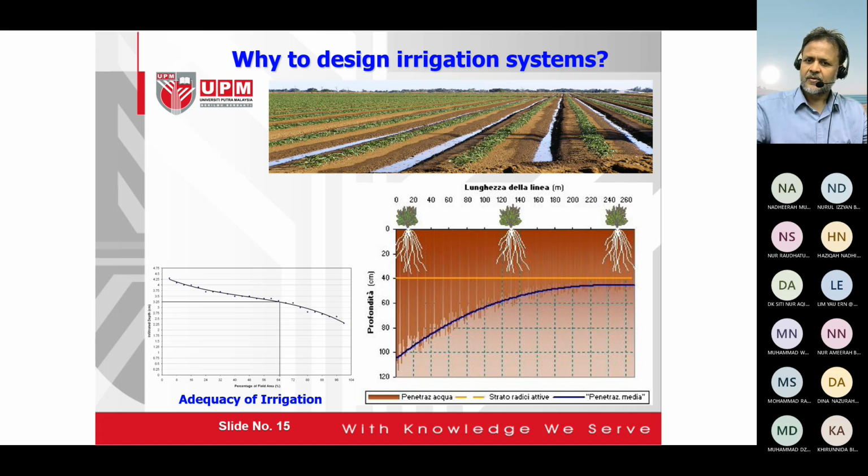Okay, this is called surface irrigation system, and then you can see the soil is wet, left and right. Okay, soil is wet. So what is happening? So it's something like this.